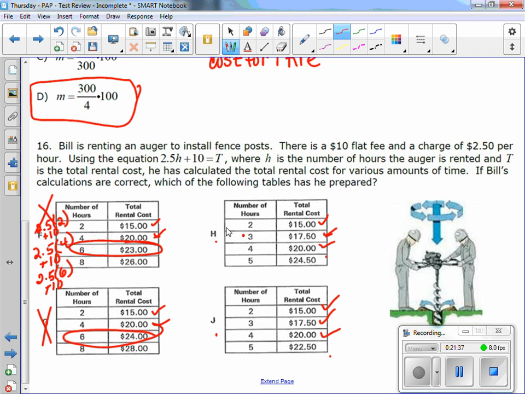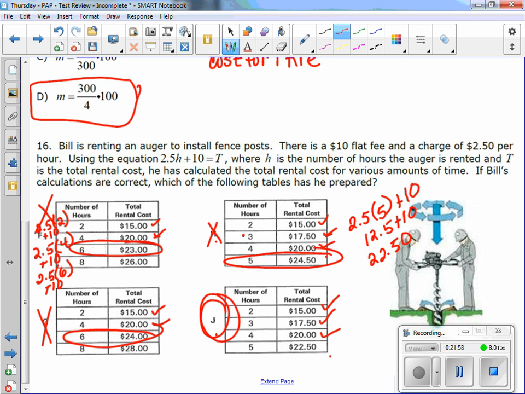So on 5, we've got 2.5 times 5 plus 10. So 2.5 times 5, that's going to be 5, 10, 12.50 plus 10, that's 22.5. So this one is incorrect, which means this is our answer. So that concludes our review.